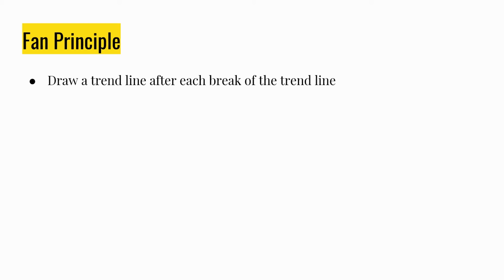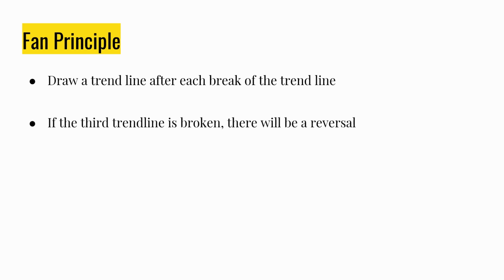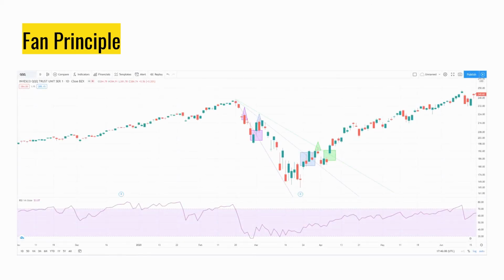If the third trend line is drawn and broken, this means that there is a reversal. If this sounds kind of confusing, don't worry. I'll have an example coming right up. Here, we see stock QQQ. In the month of March, we saw the stock market drop due to the coronavirus. However, if we use the fan principle, we could have timed a safe entry.